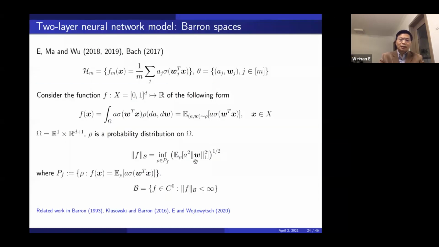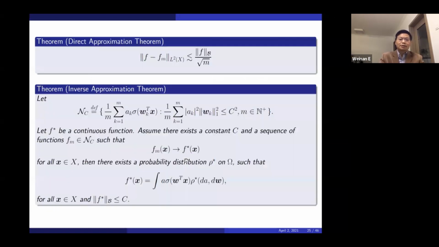The reason I claim that this is the right function space is that direct and inverse approximation theorems are valid in these spaces. For example, one can show, and this is actually a rigorous theorem, that for any function f whose Barron norm is finite, there exists a two-layer neural network for which this is true.